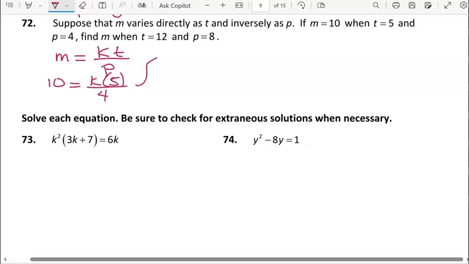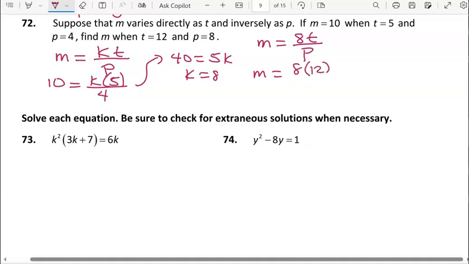So we can multiply both sides by 4. That'll give us 40 is equal to 5 times k, and k must be 8. So that tells us that the relationship here is m is equal to 8t divided by p, and we're asked to find m whenever t is replaced with 12 and p is replaced with 8. And so 8 times 12 divided by 8 is just 12, and so 12 is our answer there.